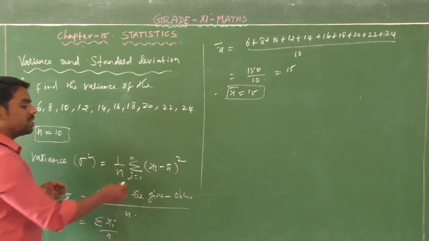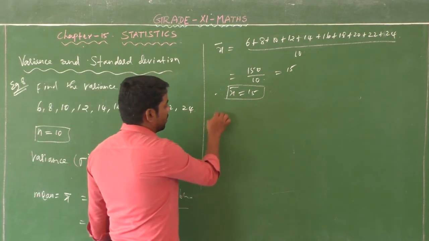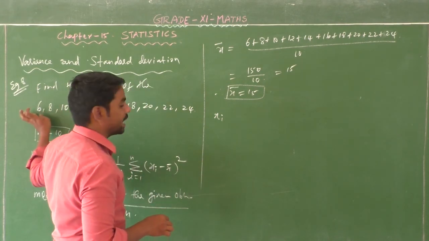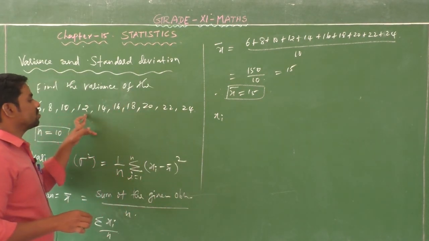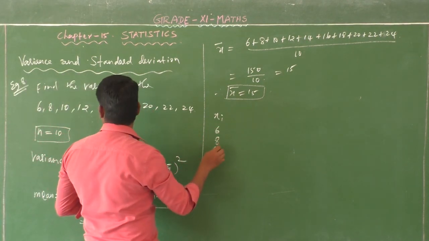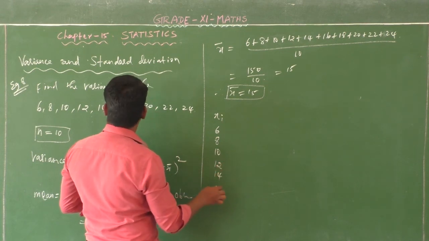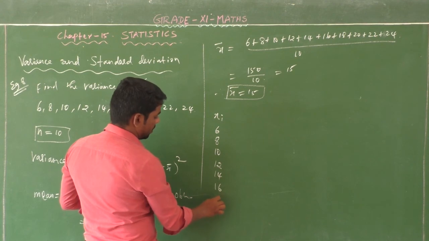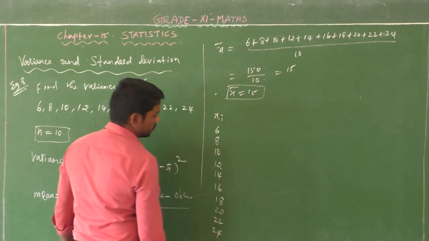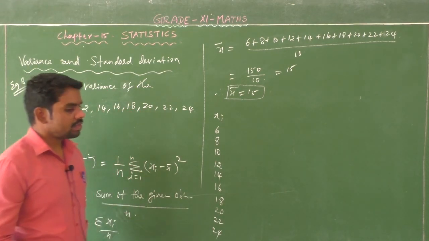Now find the value of summation of xi minus x bar the whole square. Listen. The first column is xi, which means the given observations, x1, x2, x3, and so on up to xn. So xi is 6, 8, 10, 12, 14, 16, 18, 20, 22 and 24.